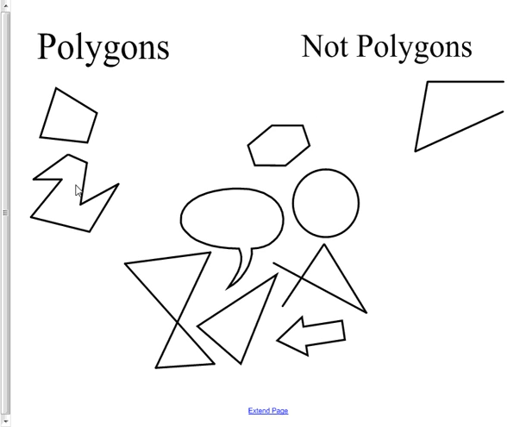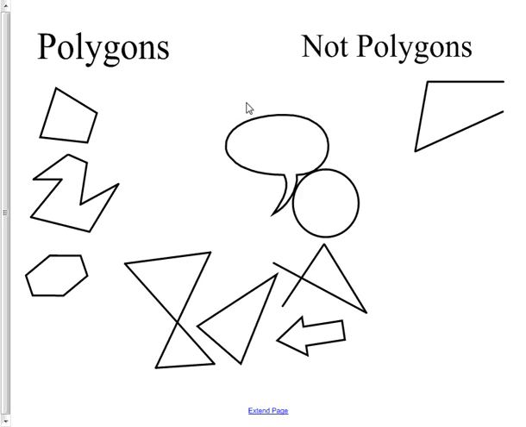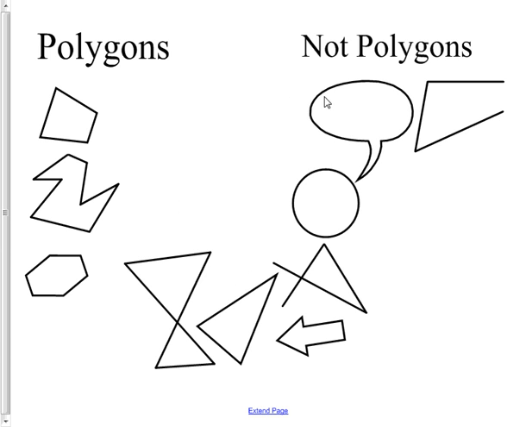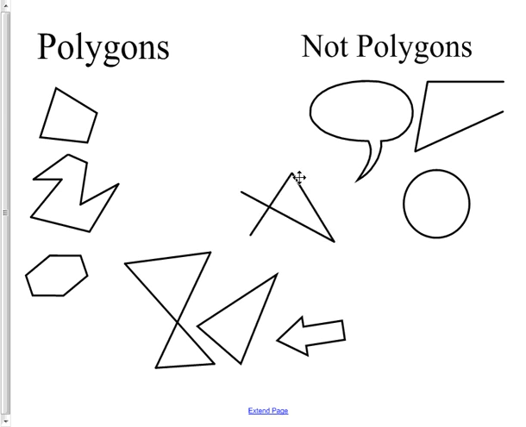This one is a polygon. Each segment touches each other segment at the endpoints. This one would be a polygon. This one is not a polygon because the segments are curved, so they wouldn't be segments. This is a curve. Same thing with this one. This is not a polygon. We have to have nice straight segments. This one is not a polygon.